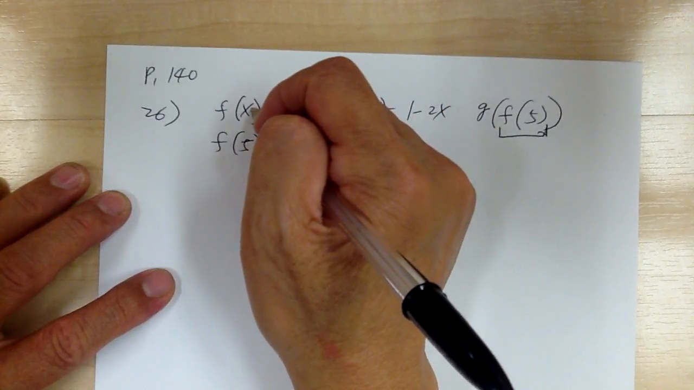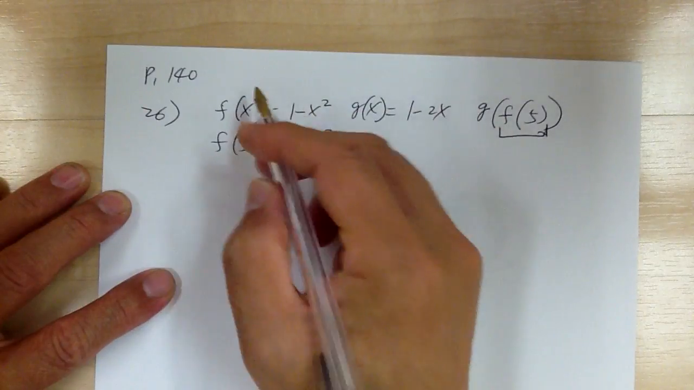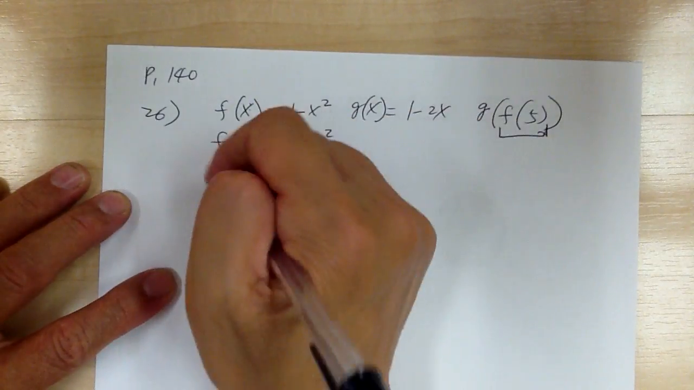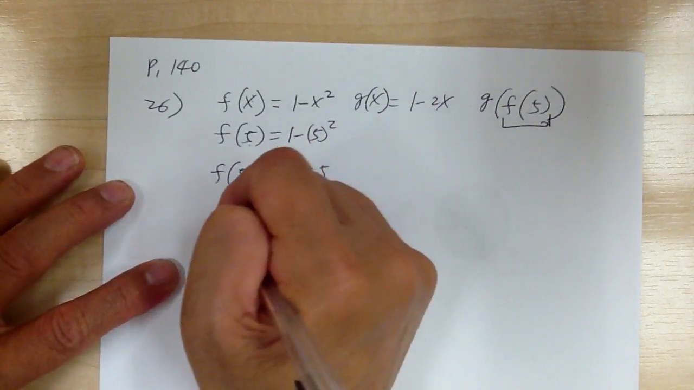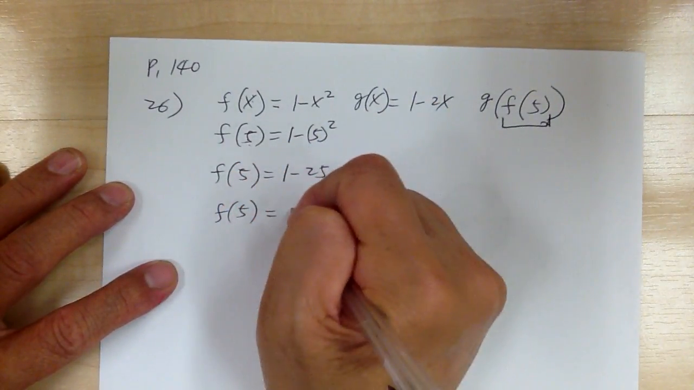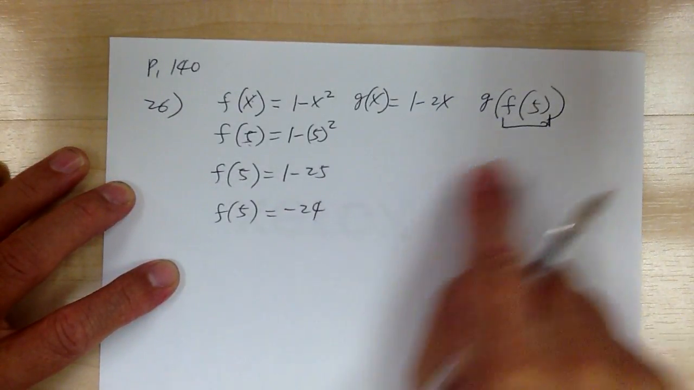So what you're doing is you're going to change the x into a 5. Okay? And so that's what it is. Right? Again, x becomes 5. So f of 5 is going to be equal to 1 minus 25. So f of 5 is equal to negative 24. So once you find negative 24, you substitute in here.